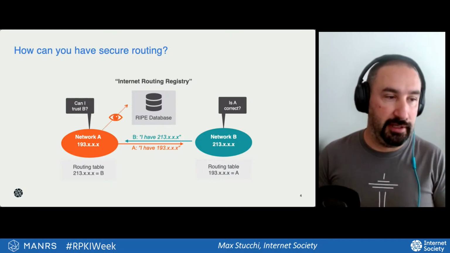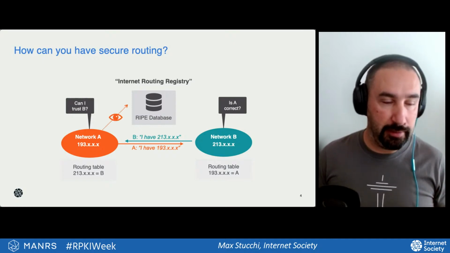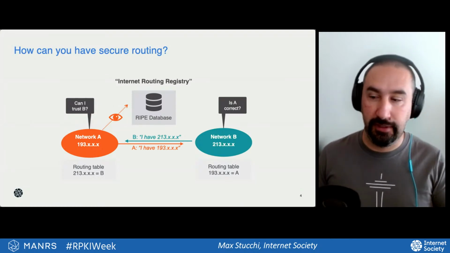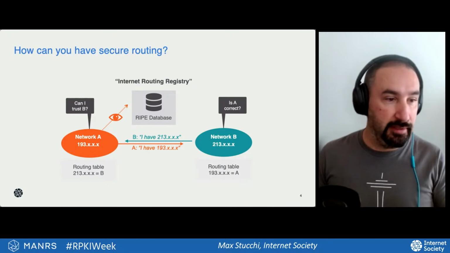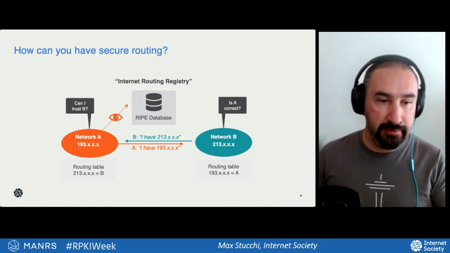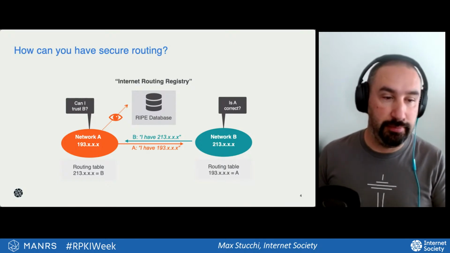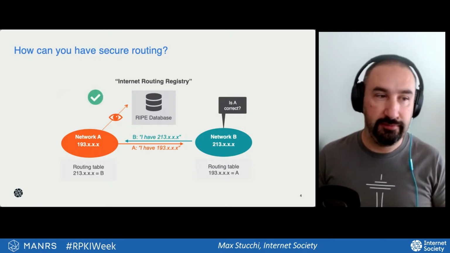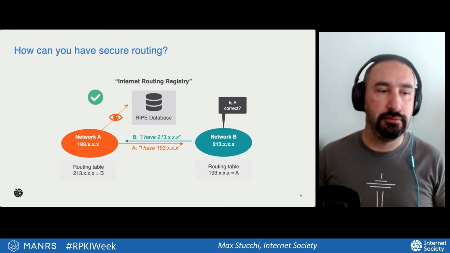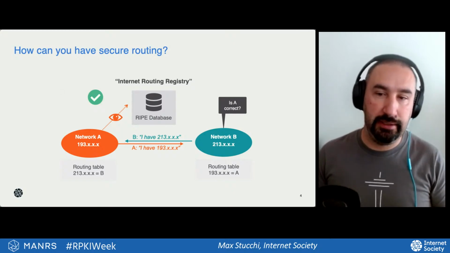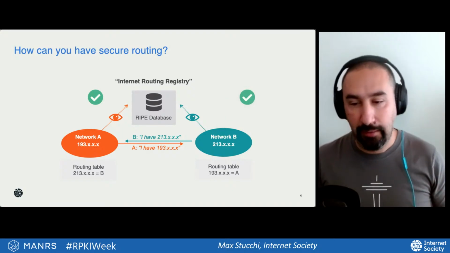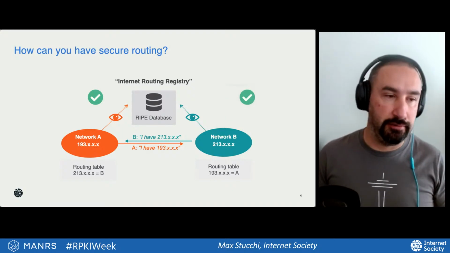So using the RIPE database, I can query the RIPE database. The RIPE database has information in the form of objects that can tell me, is network B supposed to be announcing 213, blah, blah, blah. And then with that information, I can assume that what I see in BGP is correct. So with the help of an external database, I can do that.